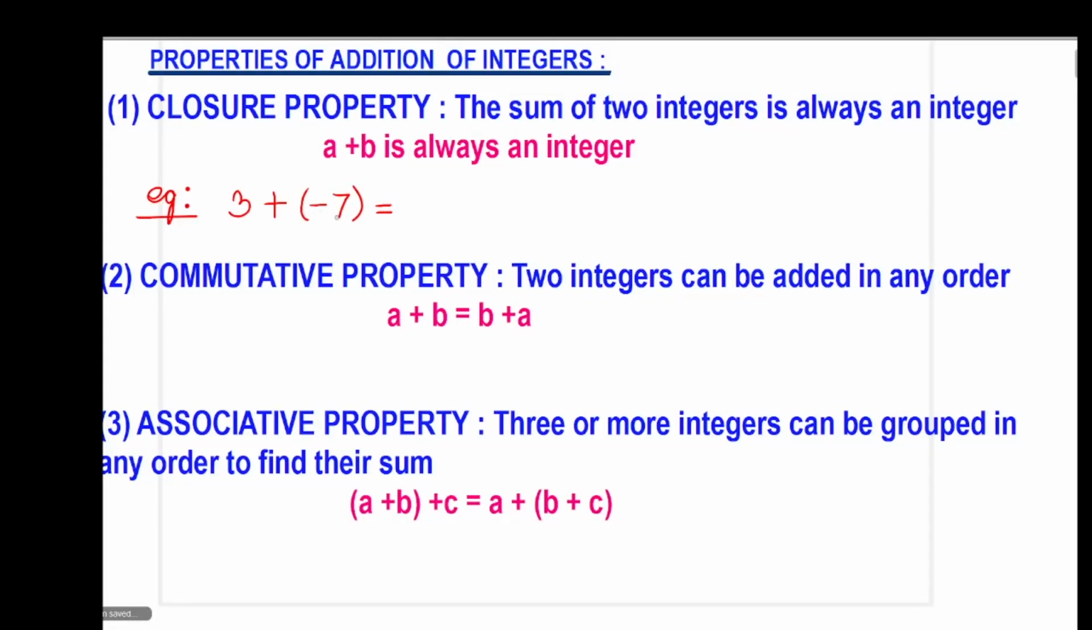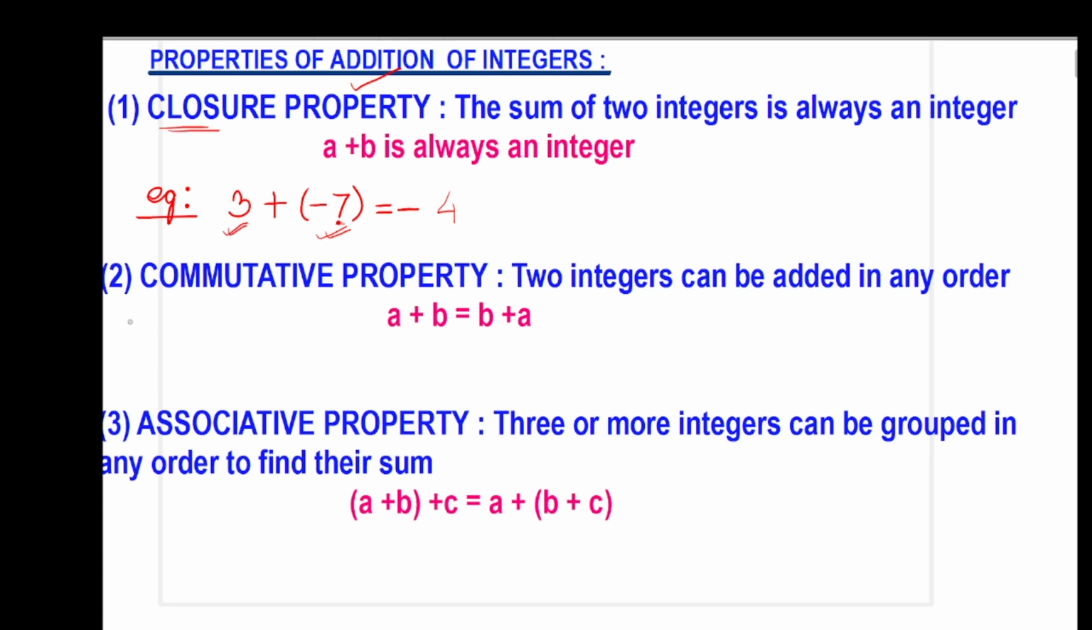Which one is greater? 7. So 7 minus 3 we will get 4. Whatever answer we get, before the number what will be the symbol? Minus. Okay. Now see, 3 is an integer, minus 7 is also an integer. After adding both the integers, minus 4 is also an integer. So integers satisfy the closure property under addition.